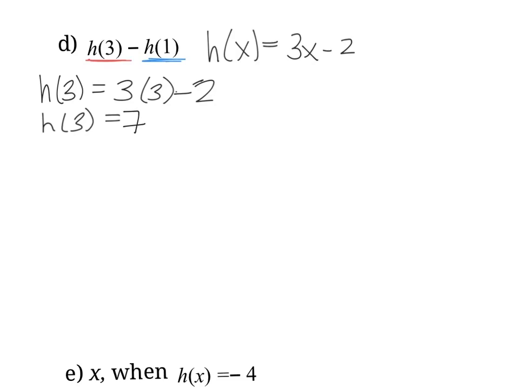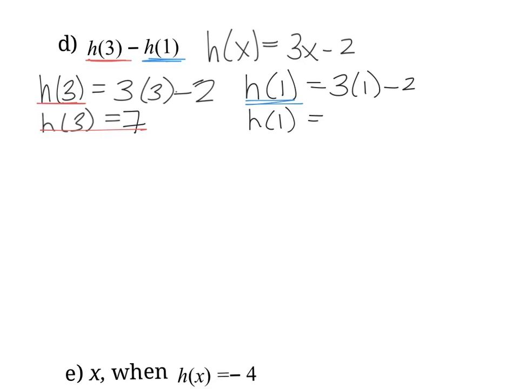And let's do the same thing for h at 1. So here's my red guy. And now we're going to do the blue guy. So we have h at 1 is going to equal, replace x with 1, and we have 3 times 1 minus 2. So our h at 1 is just going to be 1. So here's our solution for the blue guy.